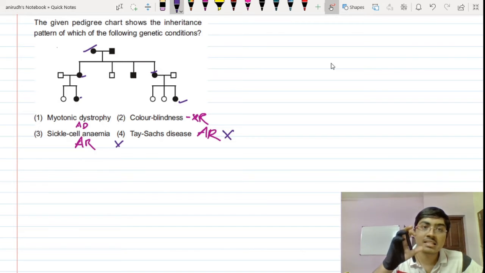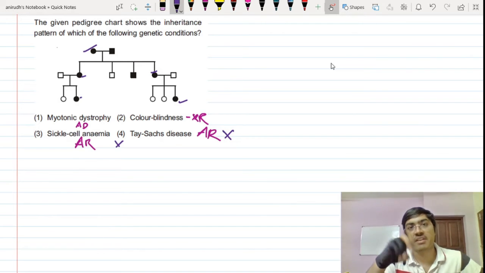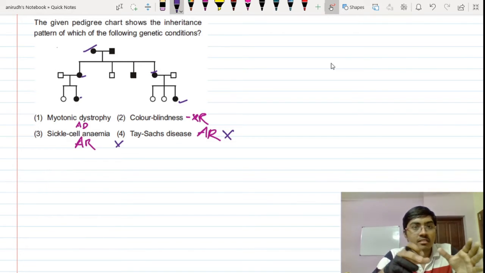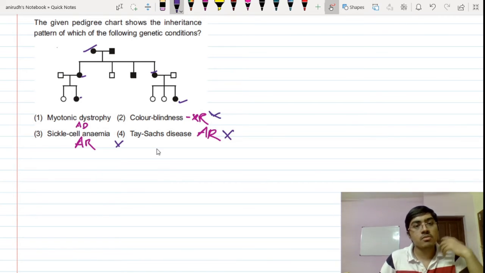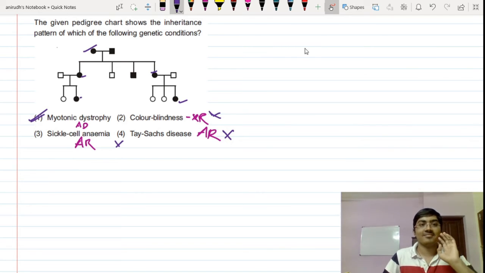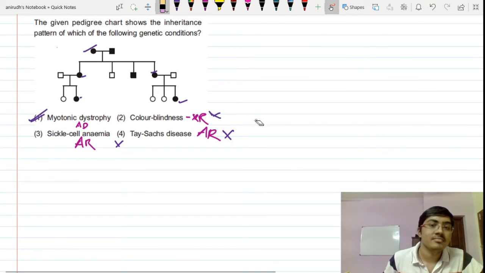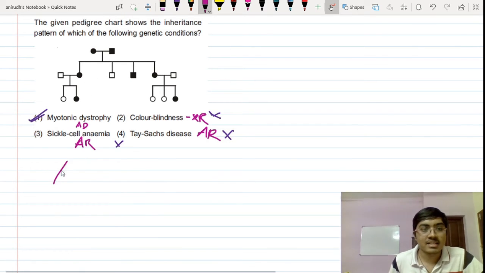I can't ever imagine a condition which is X-linked recessive having such a propensity for female involvement as is given in our question. So I am ruling out this option also. The only option that is remaining is option 1. Since we have got the answer, I am marking this as my correct answer. My answer is option number 1.